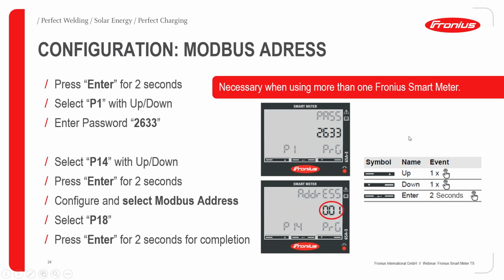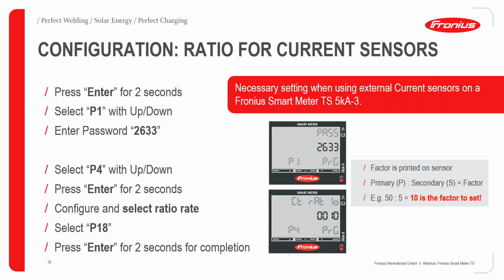Yeah, so that's what we need to do when we have more than one Fronius Smart Meter in a system for the secondary ones. The second thing where we need to configure the smart meter is for the 5 kiloamp smart meter TS when we have the current sensors installed. Because current sensors, there are loads of it on the market, and of course they're all different regarding current ratio. And therefore we need to set the correct one.